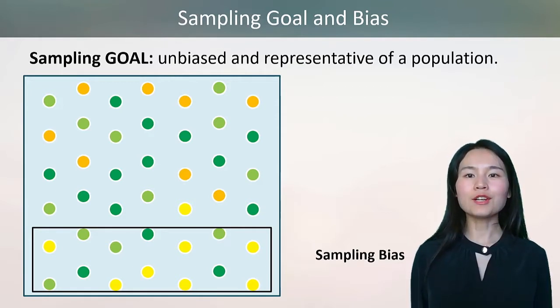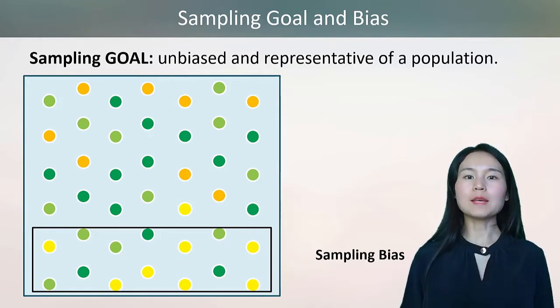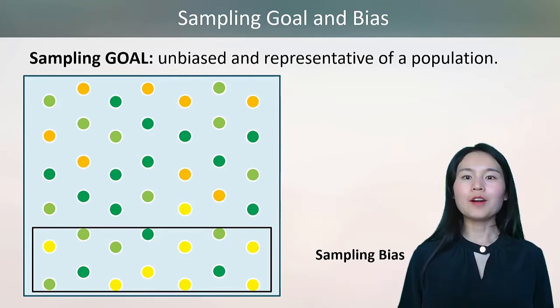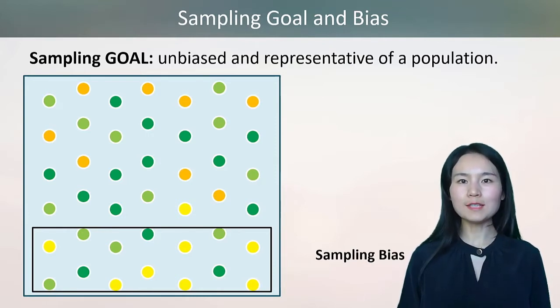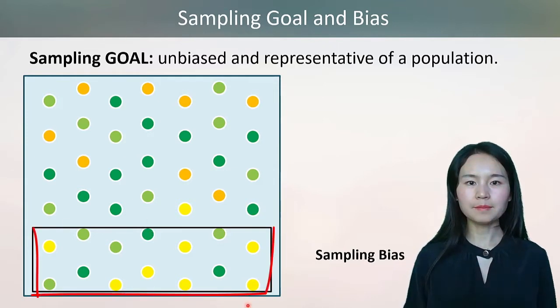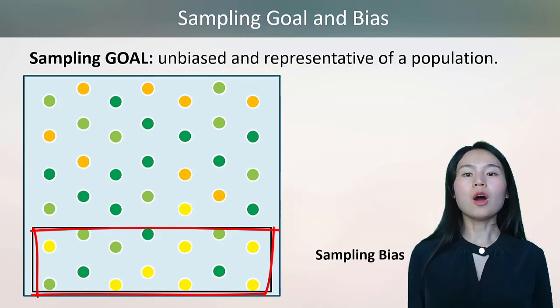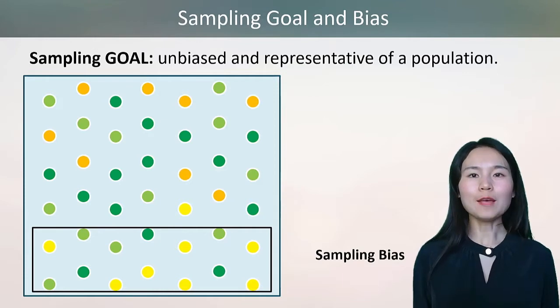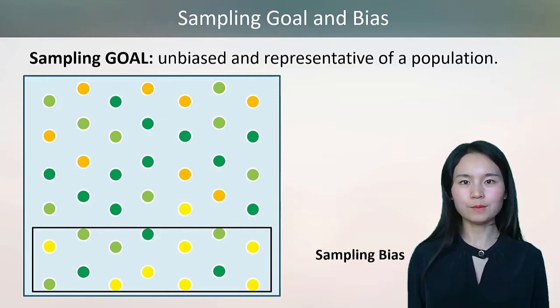Sampling bias occurs when a sample favors some segment of the target population more than others. For example, if I'm interested in the percentage of diseased trees in this population, but I'm only sampling this segment, which includes almost all of the diseased trees of the entire population, my sampling is not representative. Therefore, sampling technique is essential.